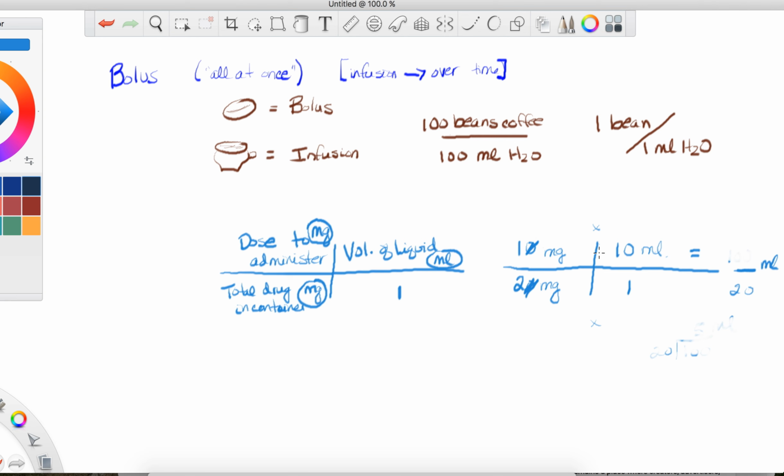All right. So 1 times 10 equals 10. And then 2 times 1 equals 2. And then we know that 10 divided by 2 equals 5, and we still end up with the same answer, 5 milliliters. Okay, so that's going to be how we determine a bolus.